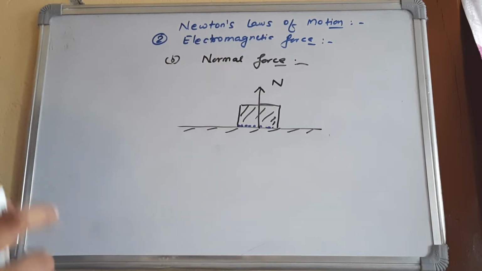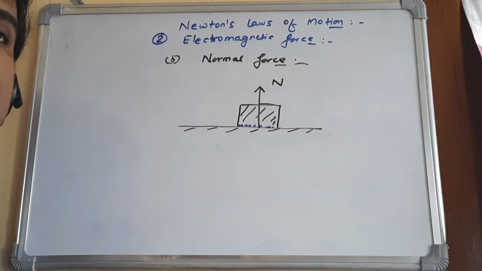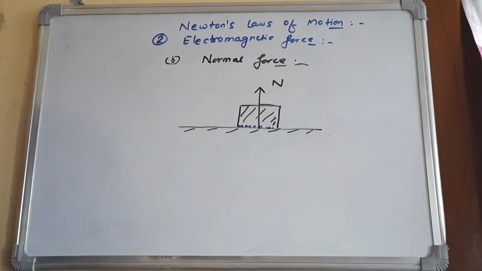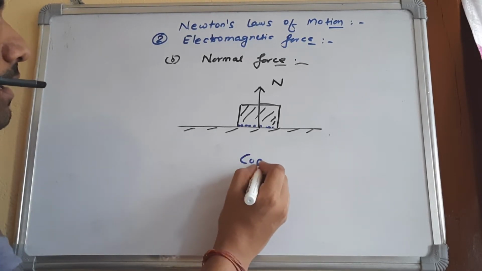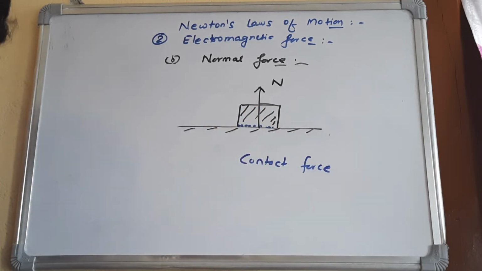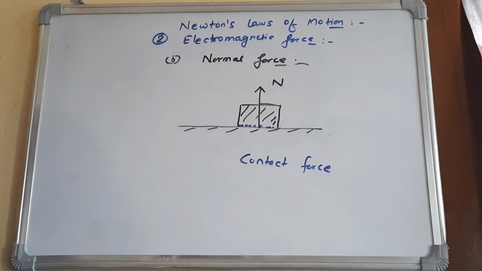Before, we discussed two forces which were gravitational and electrostatic, so they were non-contact forces. But you see there is a contact here. So this type of force is an example of contact force. You see there is a contact between the surface and the block. One more example we can take.